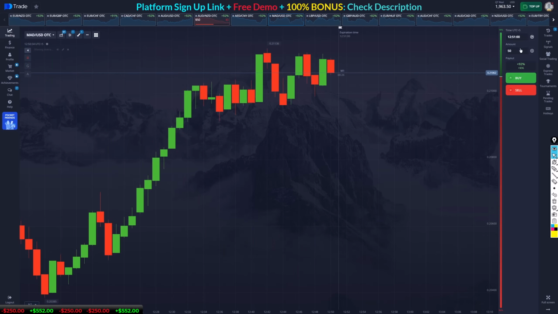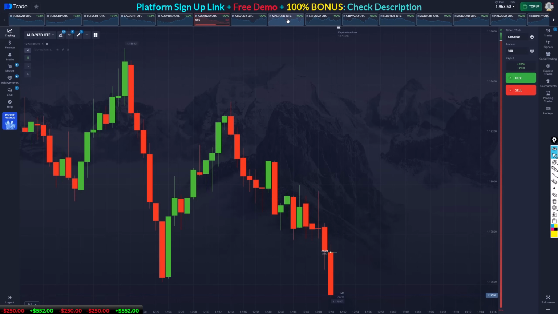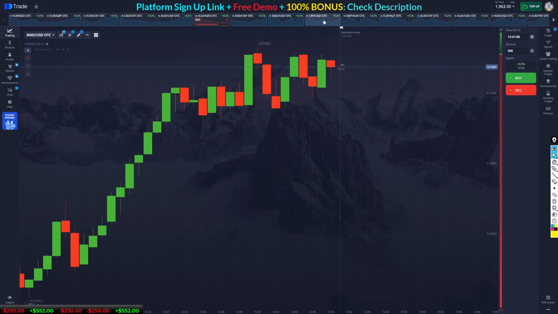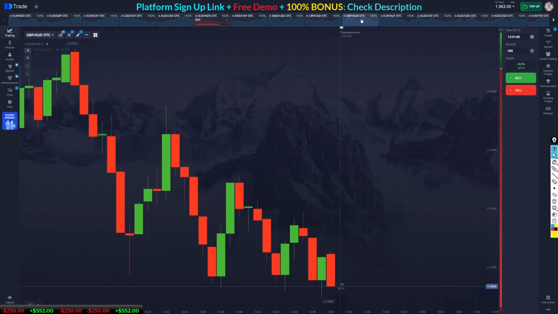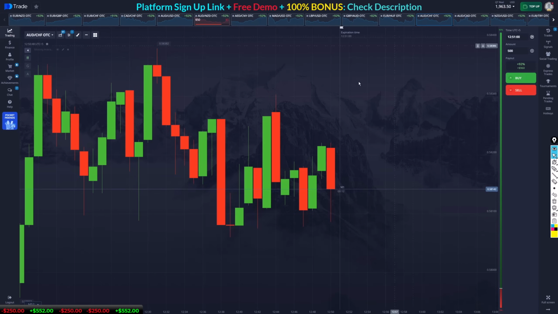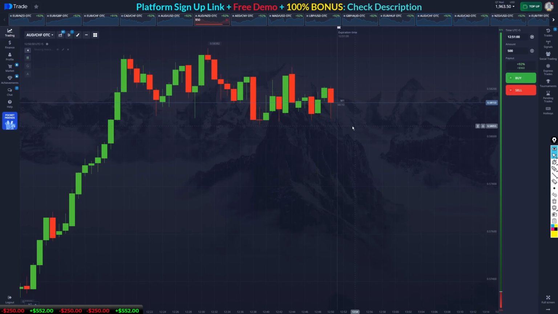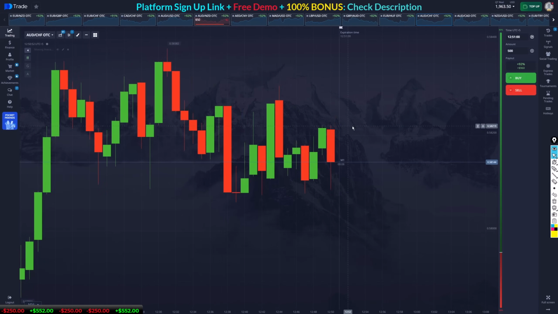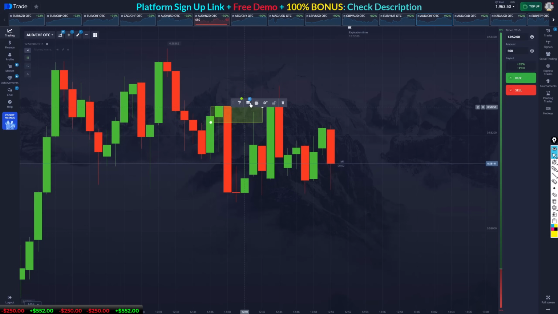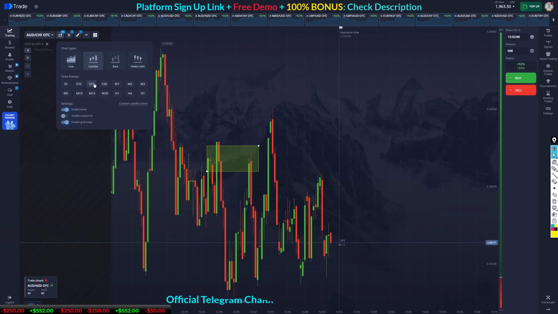I'll keep looking. Let's go back to... Yeah, this is going to be a losing trade for sure. I'll keep looking. Look at this one. I want to check and see what we have right inside of it.